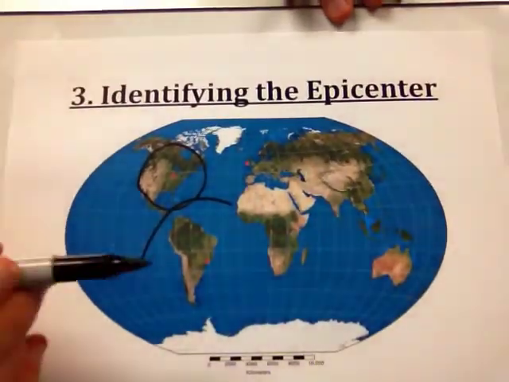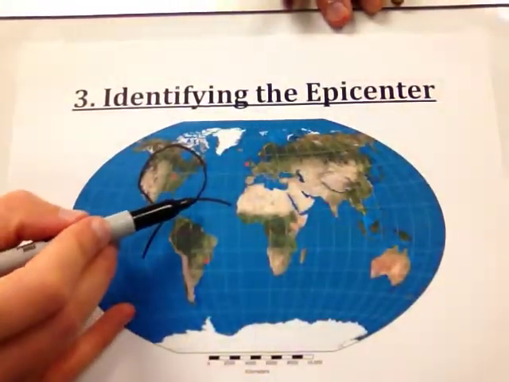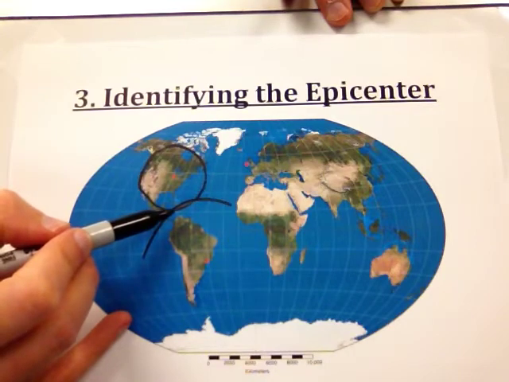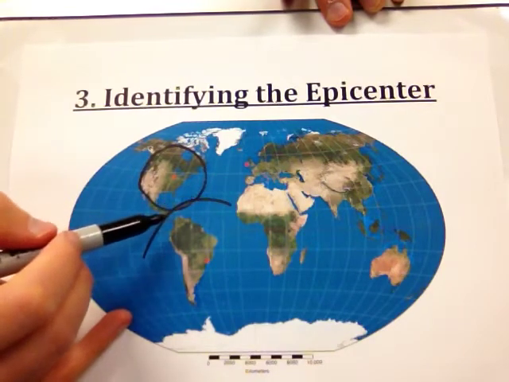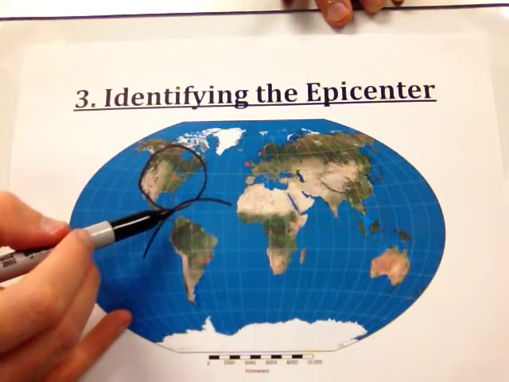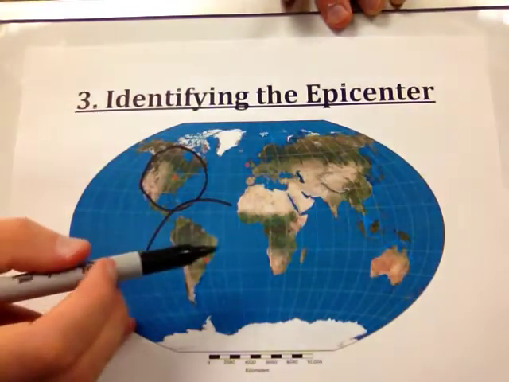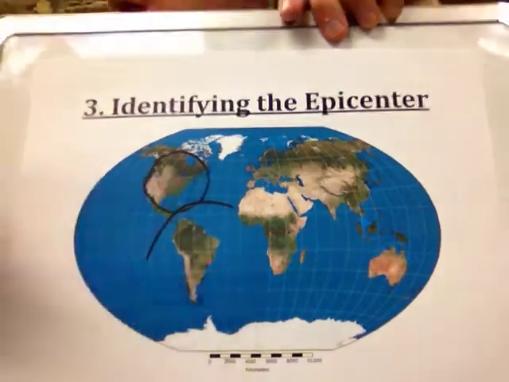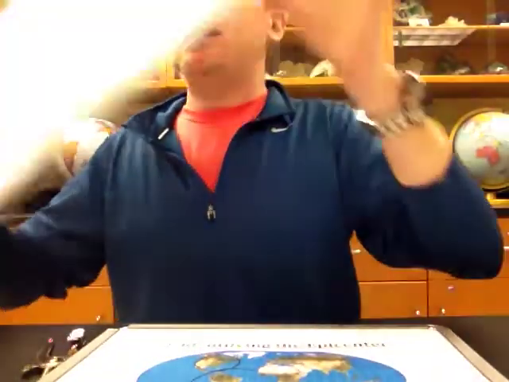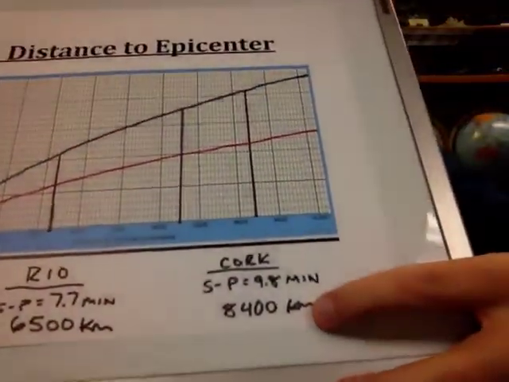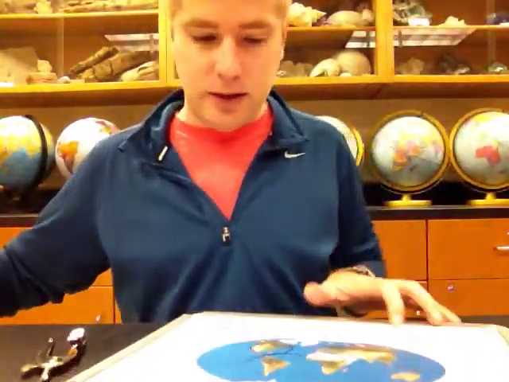And what we know now is that the epicenter is either located over here or somewhere over here, because we have the 2 intersections of these circles. To figure out which one it is, we're going to take our last circle, which is Cork, Ireland, and we know that the distance for it is 8,400 kilometers.